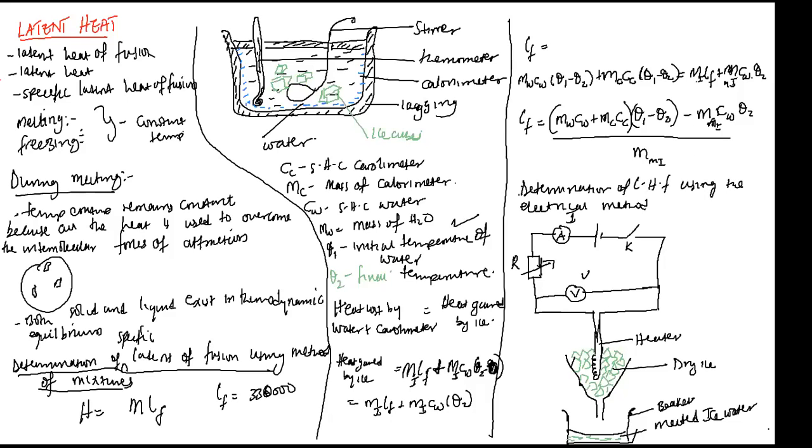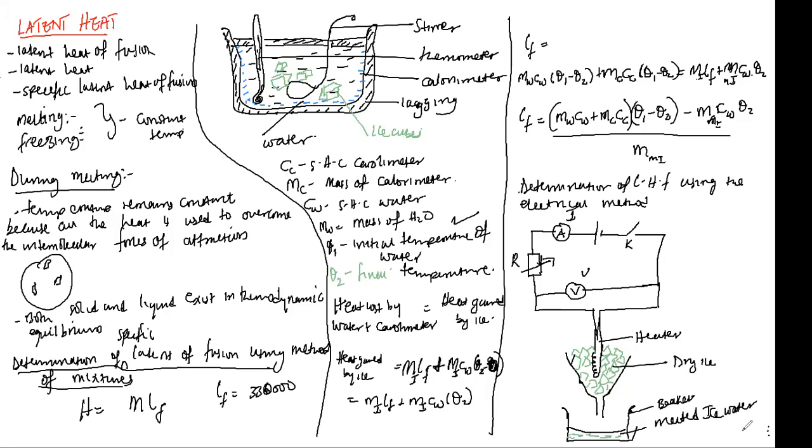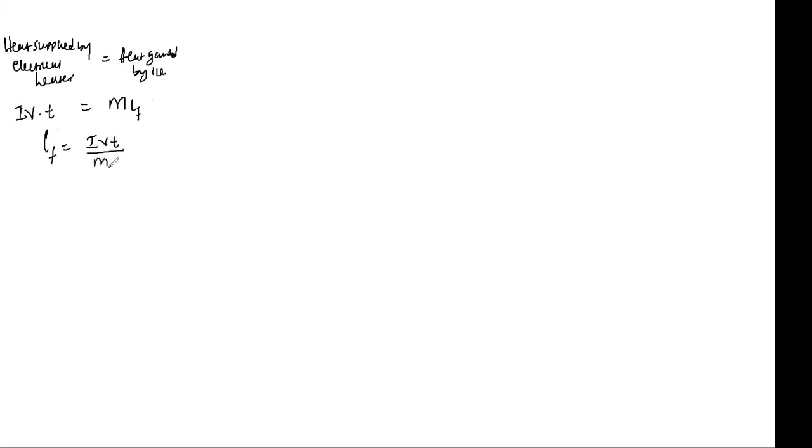So heat supplied by the electrical heater is equal to heat gained by ice. So heat energy, I times V, is power times time, which is equal to mLF. So latent heat of fusion will be IVT over M. So there you can define the specific latent heat of fusion.